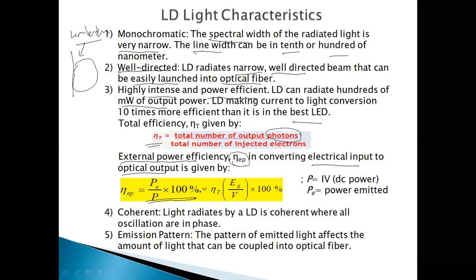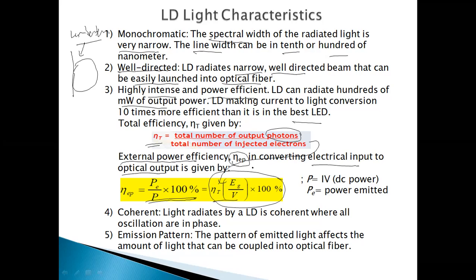So basically that is the equation that can be used to calculate the external power efficiency, and it can also be written to be equal to this, where eta T is the total efficiency, EG is the bandgap energy, and V is the voltage supply to the laser diode. So to find the external power efficiency, we can use this equation, which can be applied to measure the efficiency of the laser diode in converting the electrical input to the optical output.